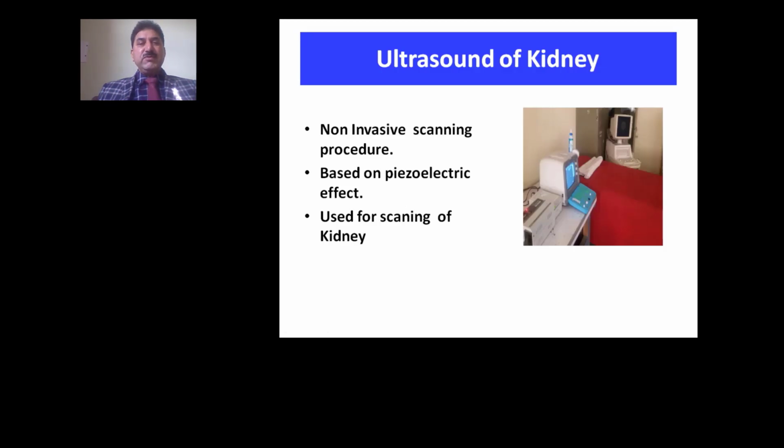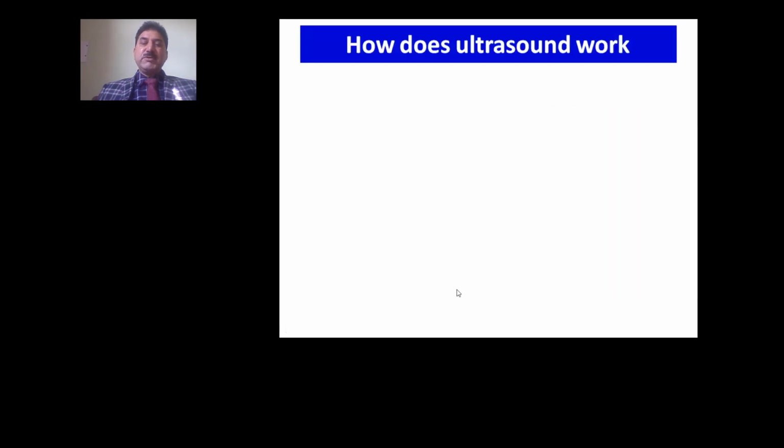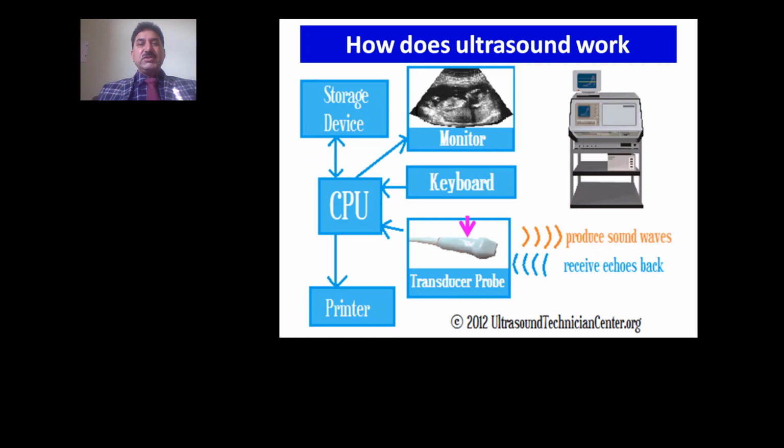Ultrasound is a non-invasive scanning procedure based on piezoelectric effect. It is used for scanning kidney. In this figure, you see the USG lab in the Department of Anatomy at Government Medical College, Srinagar. How does ultrasound work? Ultrasound is based on the piezoelectric effect, where a transducer converts electric signals into sound waves. These sound waves, after reflecting back, are picked up by the CPU, converted into an image which appears on the monitor. This image can be either stored in the computer or it can be printed out.